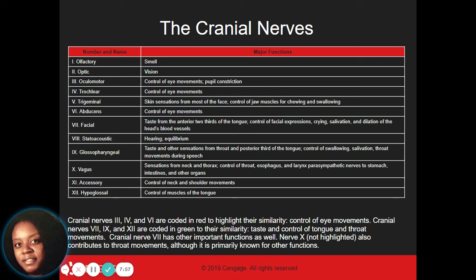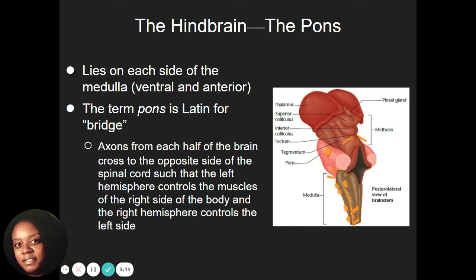Here are various cranial nerves, and your cranial nerves play a role in the functioning of your medulla. Again, you should know these various cranial nerves. The olfactory system is responsible for your sense of smell, the optic nerve for your vision, and etc. So be sure that you look at this chart as well.